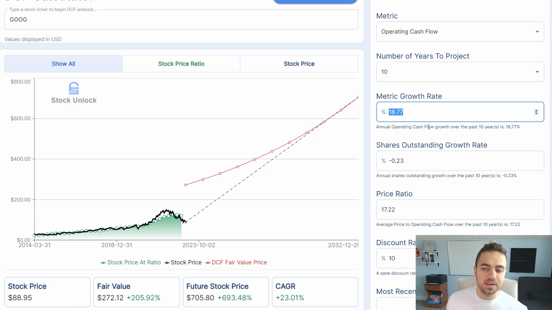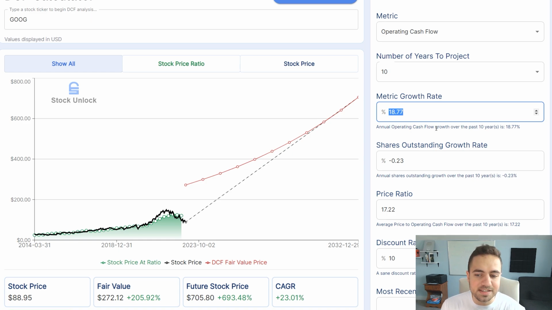Now, personally, I do not think that Google is going to grow its operating cash flow at 19% per year over the next decade. I essentially think that Google's operating cash flow growth is actually going to slow down. So I think that this is a little bit too optimistic. So I'm going to override the autofill metrics here and input my own.